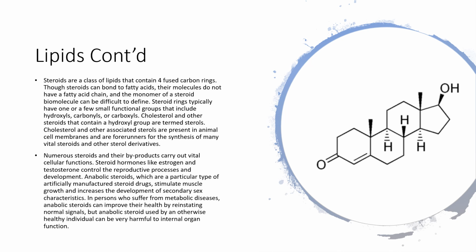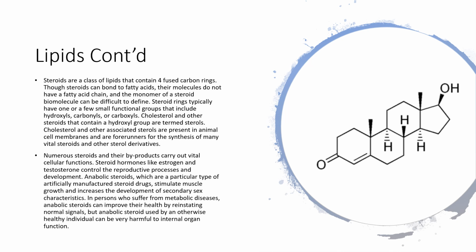Steroids are a class of lipids that contain 4 fused carbon rings. Though steroids can bond to fatty acids, their molecules do not have a fatty acid chain, and the monomer of a steroid biomolecule can be difficult to define. Steroid rings typically have one or a few small functional groups that include hydroxyls, carbonyls, or carboxyls. Cholesterol and other steroids that contain a hydroxyl group are termed sterols.